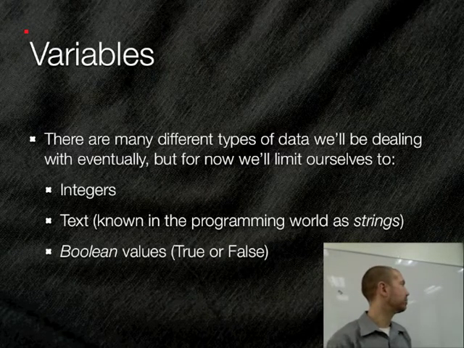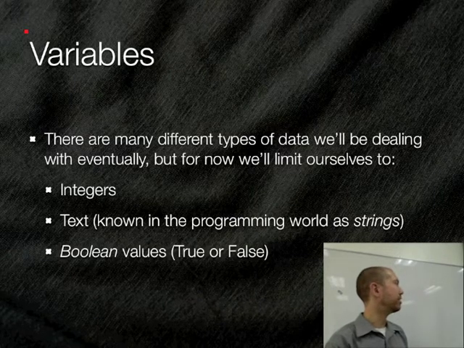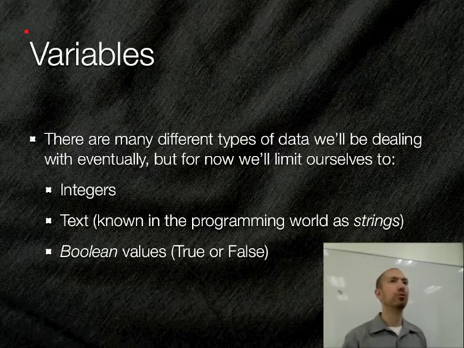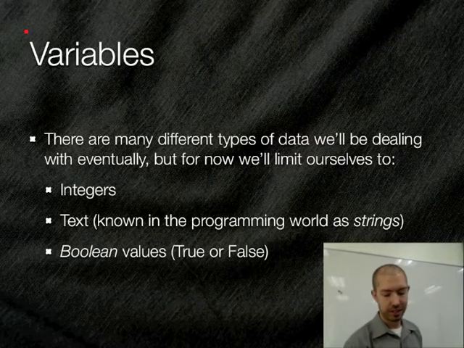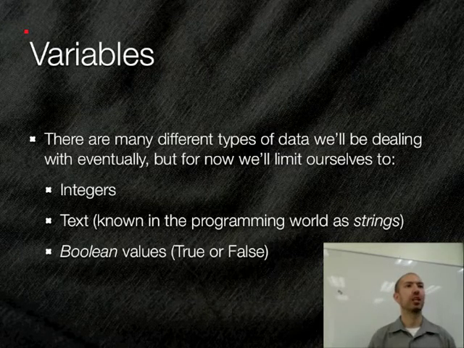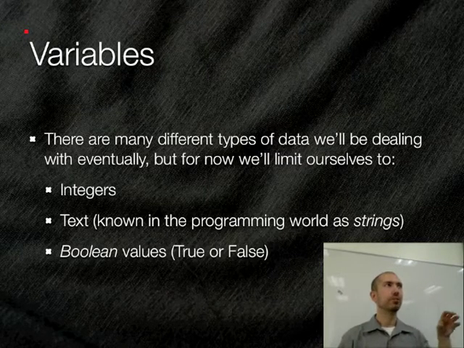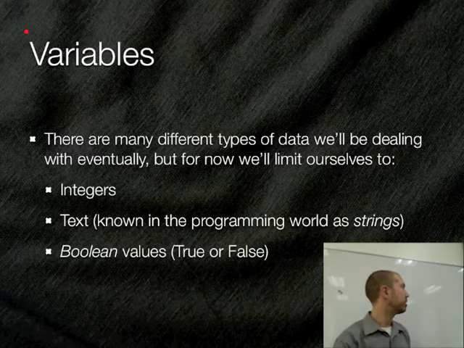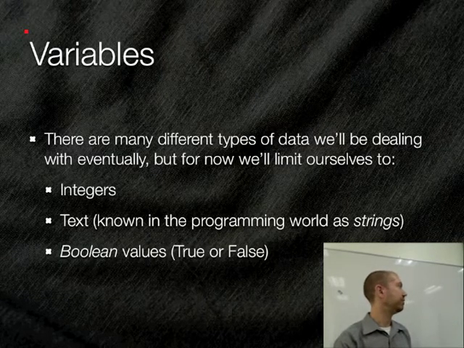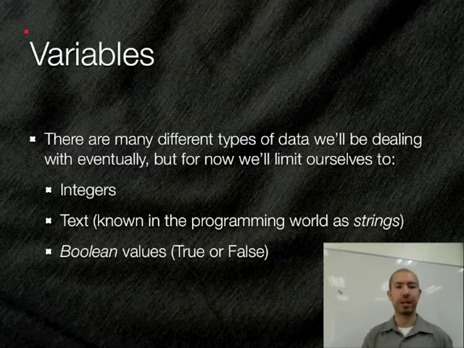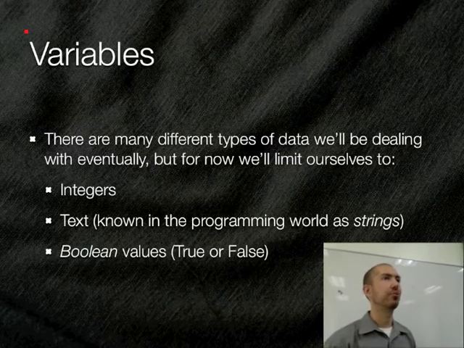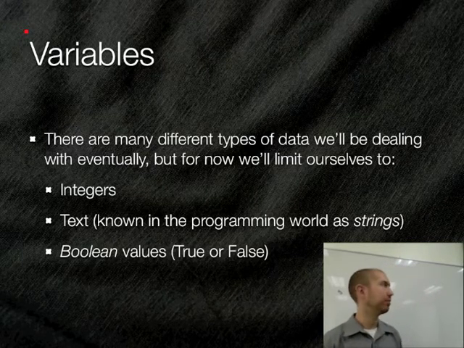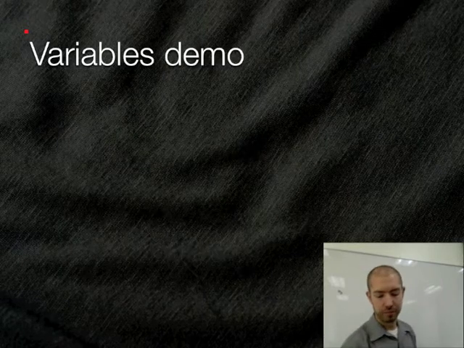And the last thing that we'll deal with today are what we call Boolean values, and that just means true or false. Boolean logic is the branch of mathematics or logic that deals with the truth of statements. So when we talk about a Boolean value, we really just mean whether it's true or false. These are the only 3 types of information we're going to work with today, but by the end of the day, we will have done all 3 of these things.